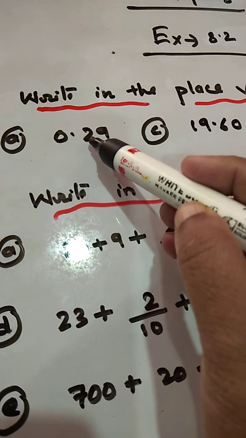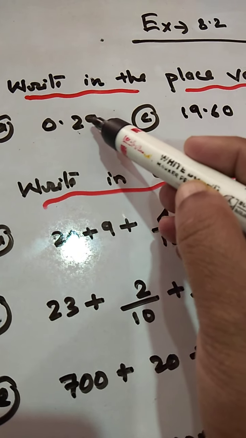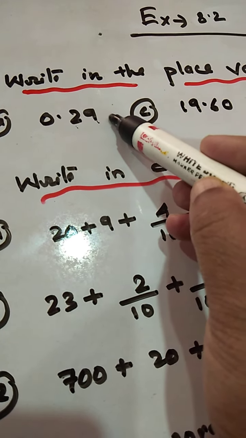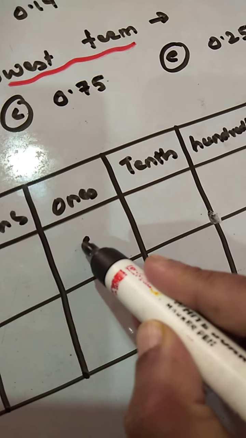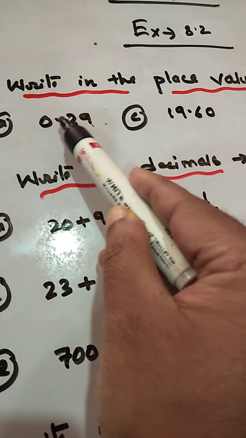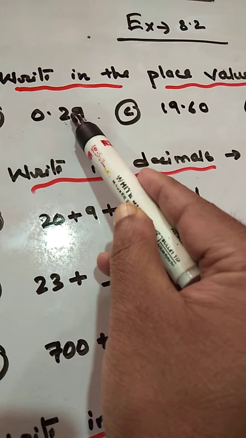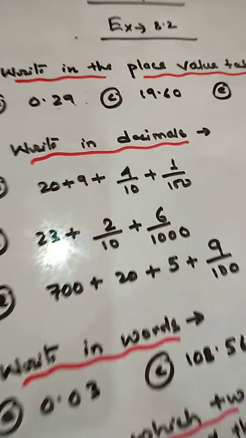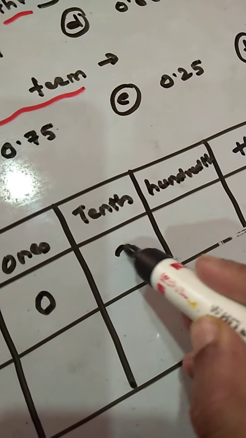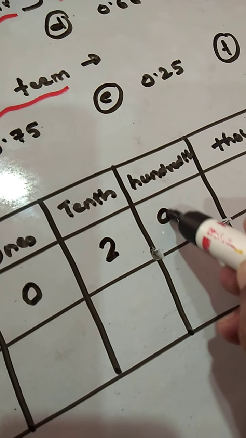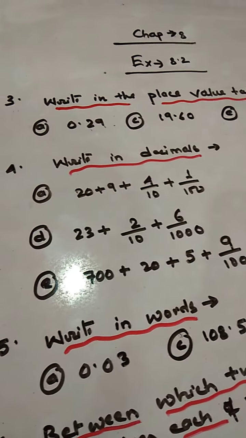So if you see the first number 0.29, we have already discussed this method: just after the decimal the place value is tenth, then comes hundredth, then thousandth. So 0.29 can be written as 0 in the place of ones. Now then the point is there, then after the point we have 2, that is 2 should be in the tenth position, so we will write 2 here and 9 here. So this is the solution of sum number A.